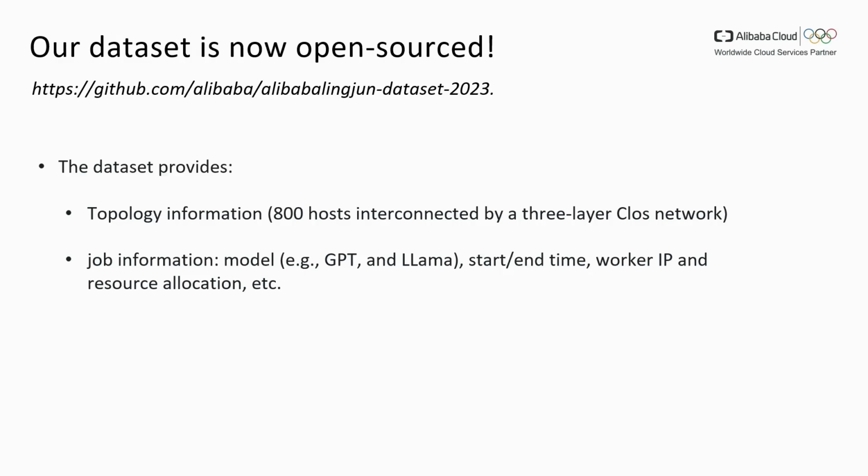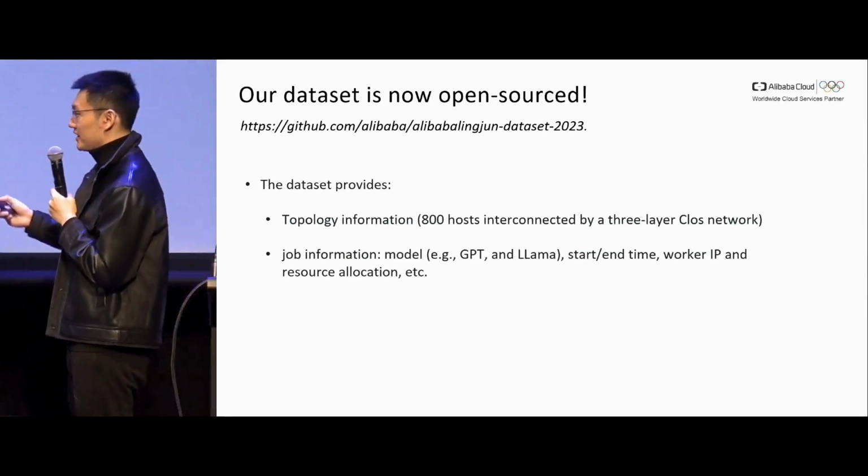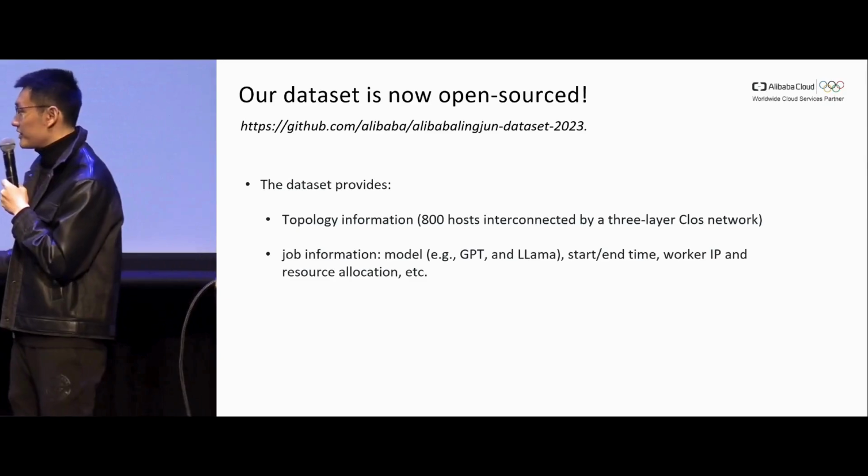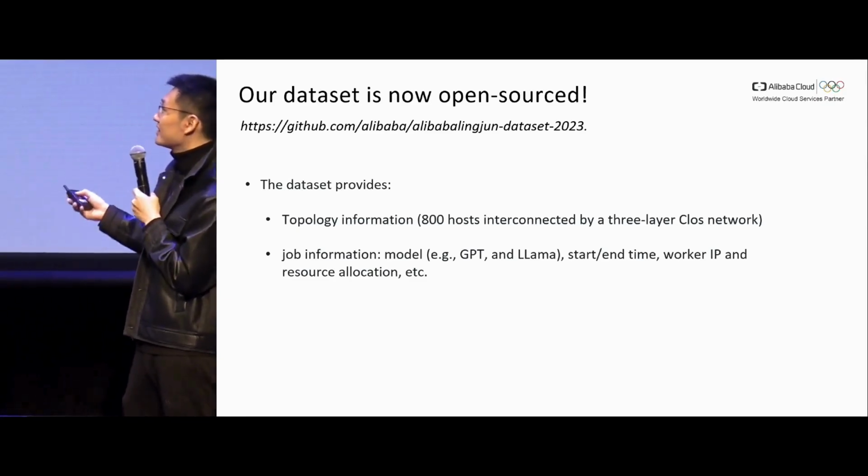We collected information from our multi-tenant GPU clusters for 2 weeks in August 2023. The cluster consists of more than 800 hosts interconnected by a 3-layer CLOS network. And the dataset provides both topology information and job information. As far as we know, this is the first public multi-tenant GPU cluster dataset for large deep learning training. Feel free to click on our link and download our data.